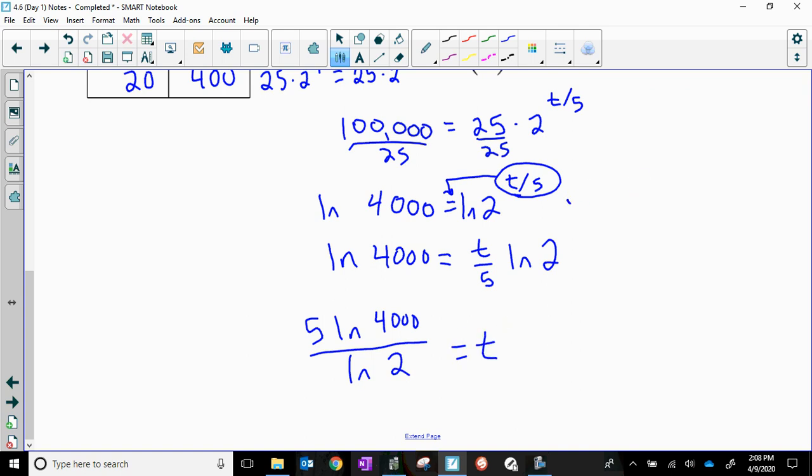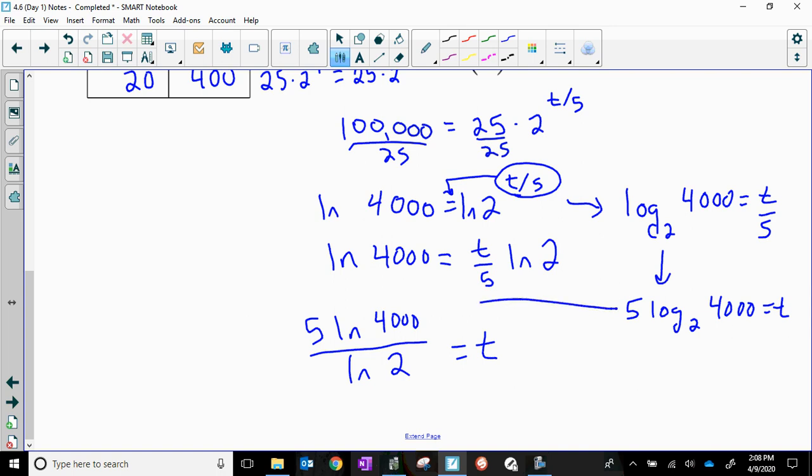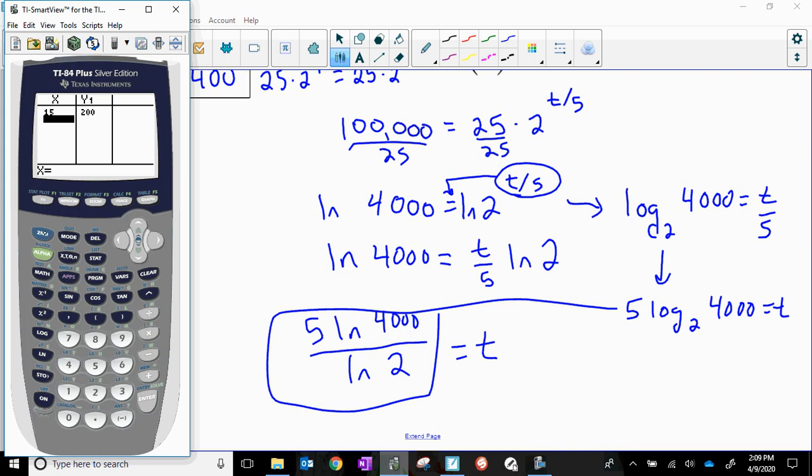Again, if you wanted to, you could have used the definition, log base 2 of 4,000 equals t over 5, and you could have multiplied each side by 5. And then you could have used the change of base formula. All right, so let me type this in my calculator. I don't care if you want to use the change of base. If you don't have that special log button, you can use this one. Or if you have that special button, you can use this one. It doesn't matter which one, you should get the same answer.